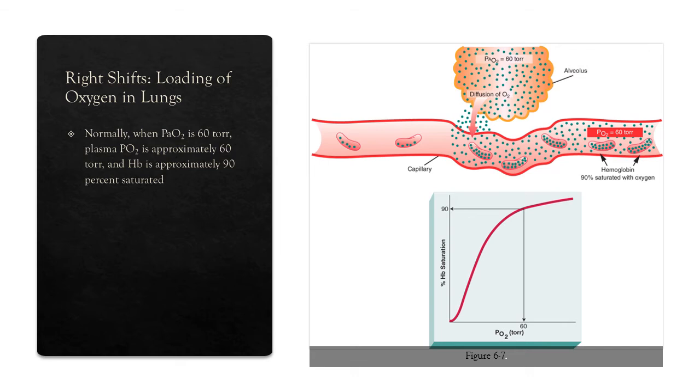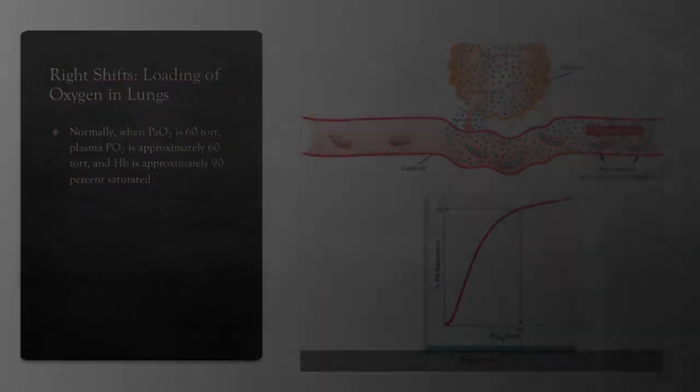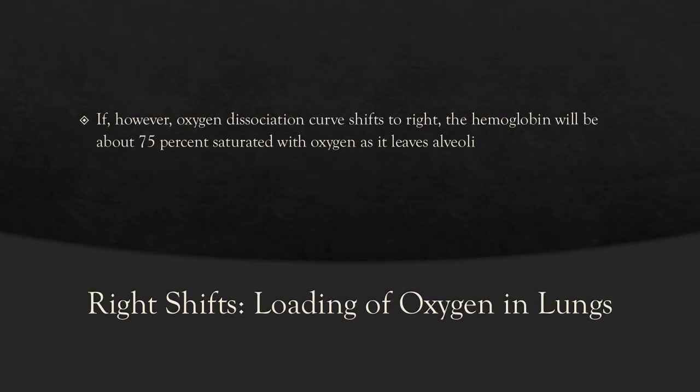As you can see, PAO2, big P A O2, is 60 in the alveolus, oxygen's diffusing, and little PaO2 is about 60 torr, not much different. Hemoglobin is 90% saturated with oxygen. This is shown in your book in figure 6-7. If, however, the oxygen dissociation curve shifts to the right, the hemoglobin will be about 75% saturated with oxygen as it leaves the alveoli.